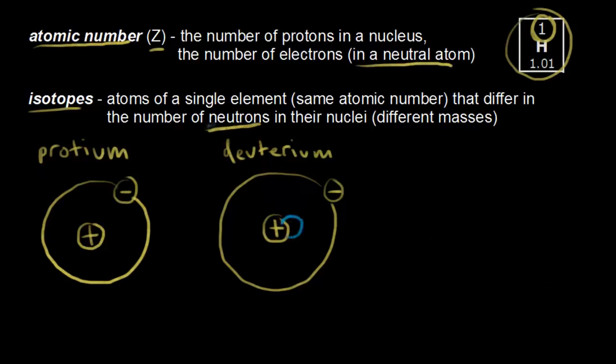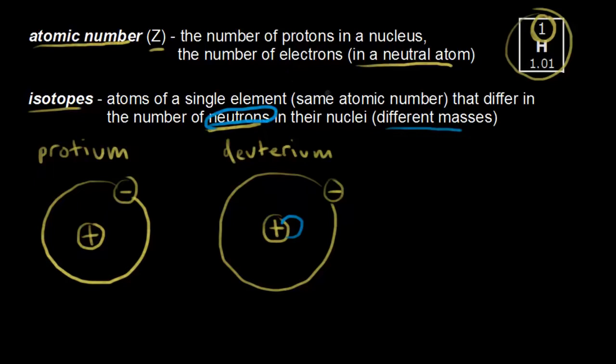I'll use blue here, so neutrons are going to be blue. So deuterium has 1 neutron. And since neutrons have mass, deuterium has more mass than protium. So isotopes have different masses because they differ in terms of number of neutrons. Notice, though, that they have the same atomic number. They have the same number of protons in the nucleus, right? It's 1 proton in the nucleus.